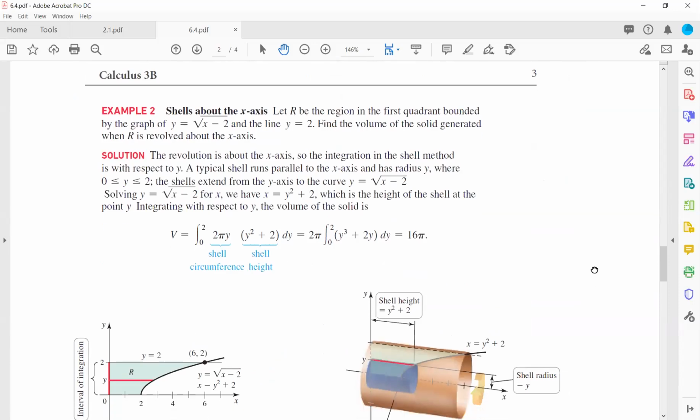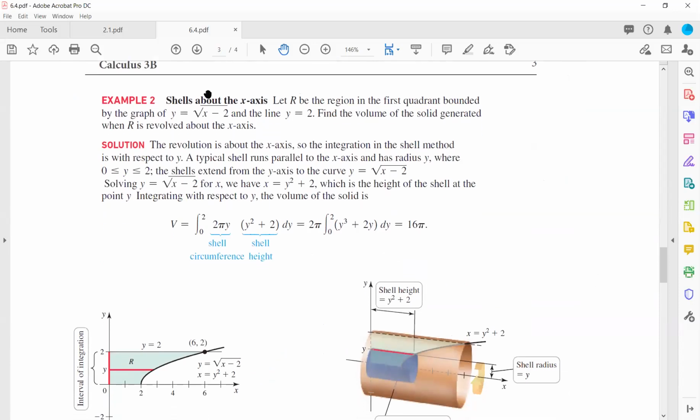Another example for you. We're going to apply the shell method when we revolve the region about the x-axis. Perfect. Here we have a region like R in the first quadrant. Okay, let's circle this to make sure that we know we are in the first quadrant, bounded by the graph of y equals square root of x minus 2, the line y equals 2, and the question says find the volume of the solid generated when R is revolved about the x-axis.